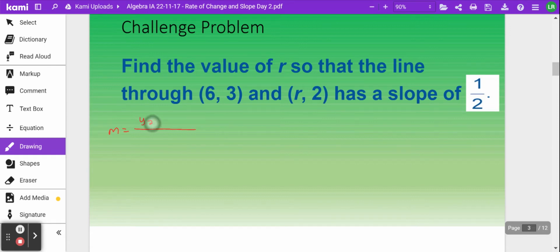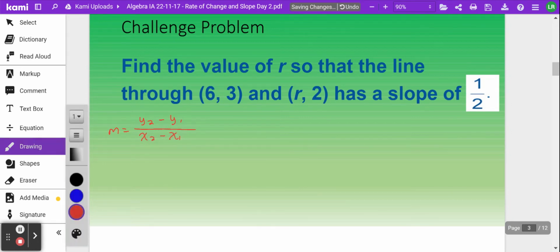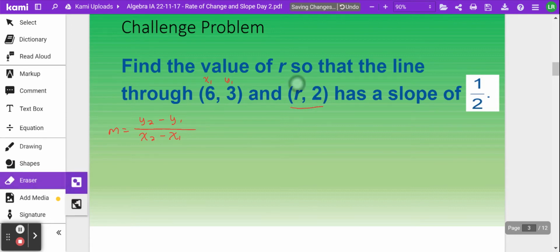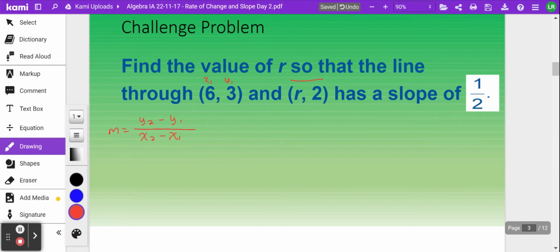So first thing I need to do is find my slope equation: y2 minus y1 over x2 minus x1. It's just slope. That's what we know about slope. And now we are going to label our information. We have one data point here, that's my x1, y1. We have a second data point here, that is my x2, y2. And then we have our slope. Our slope is 1/2. So that's my m.